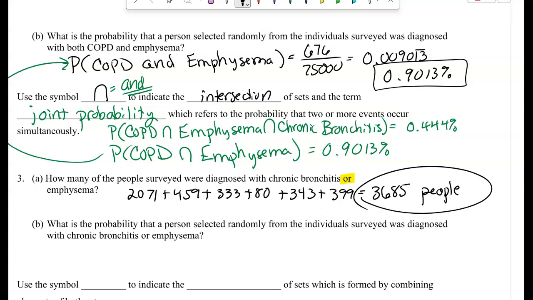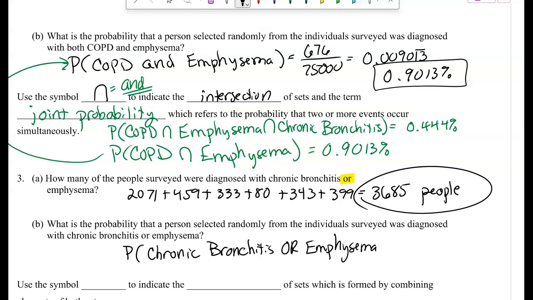If I just took from the whole survey, what did we just get for that one? This would be the probability of chronic bronchitis. I wish I could spell better. Emphysema. Am I spelling it wrong? Yes, I am.